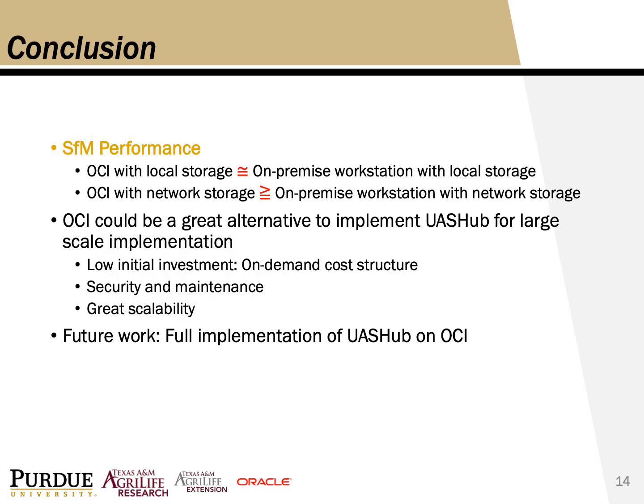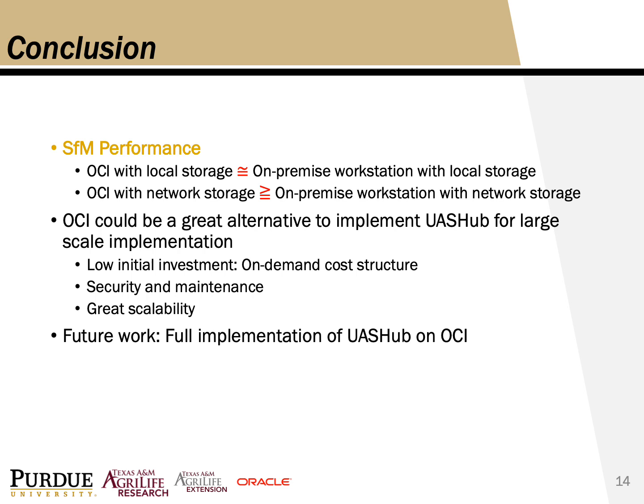To summarize, this presentation showed our progress on porting the already operational UASHub onto OCI infrastructure. SFM performance results show very promising performance of OCI for UAS data processing. When comparing local storage options, OCI showed almost identical SFM process performance as the on-premise cluster with the local storage option. When the network storage option is used for UAS data processing, OCI provided much more flexible options.